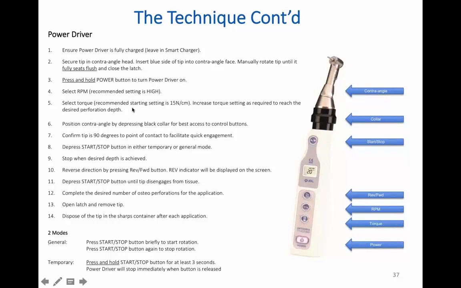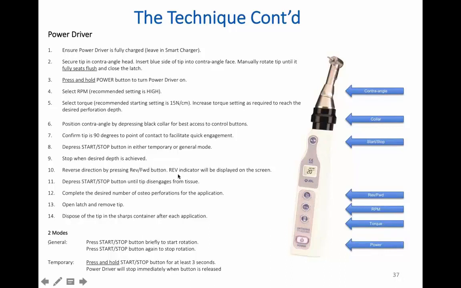You want to select the appropriate torque, either 15 or sometimes 30 Newton centimeters. You want to increase the torque setting as required to reach the desired perforation depth. The RPM recommended setting is high, which is, once again, 30 RPMs, which in our world is not high, but it's high for this machine.